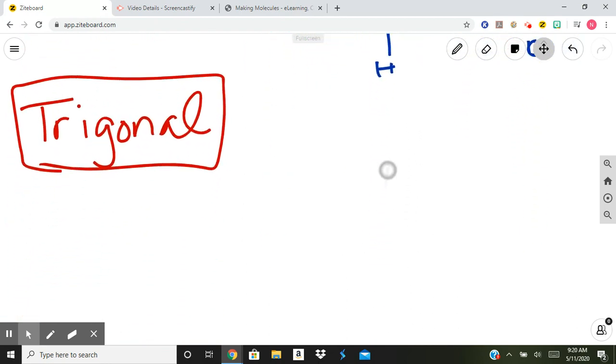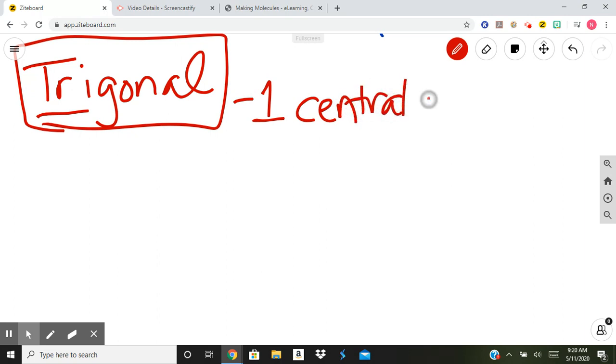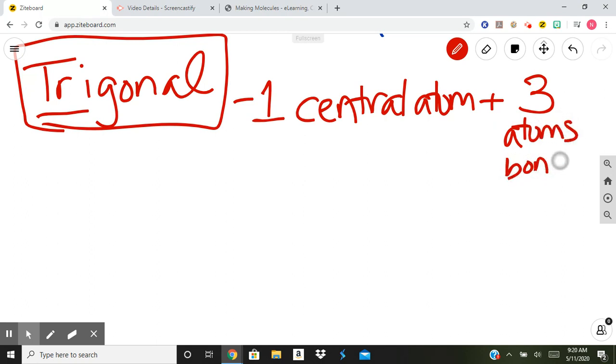Our next shape is trigonal, and this uses the prefix tri, which means three. So it's one central atom, and it has three atoms bonded to it. So one atom in the middle and then three around it. An example of this is ammonia, NH3.